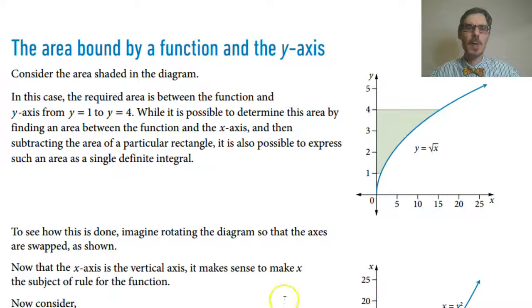Sometimes we'll want to find the area between a function and the y-axis instead of the function and the x-axis. But that's okay because I can turn this into a different function and find this area. Effectively what I'm doing is swapping the axes around.